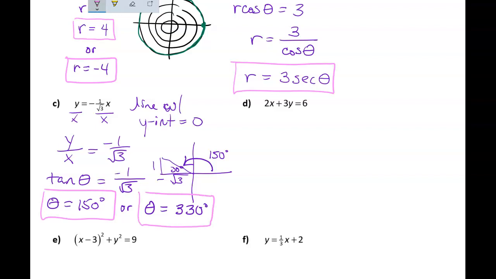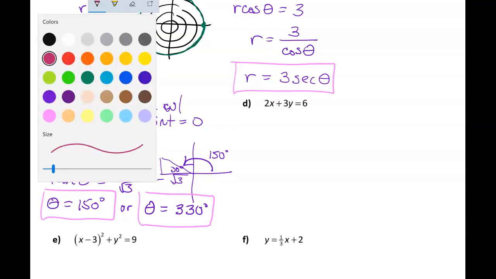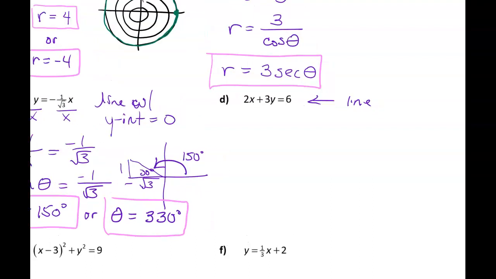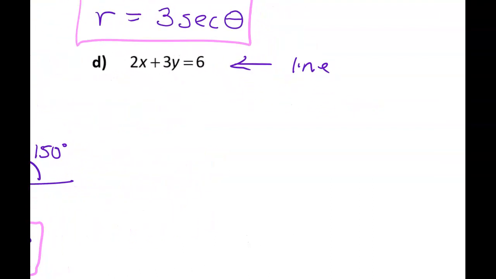All right, in D, we've got an equation of a line in standard form. If we solve this for y, we'd have y equals mx plus b. We're going to leave it in standard form because standard form is going to be the easiest to convert into polar form. So let's take our x and replace it with r times the cosine of theta, and the y and replace it with r times the sine of theta.